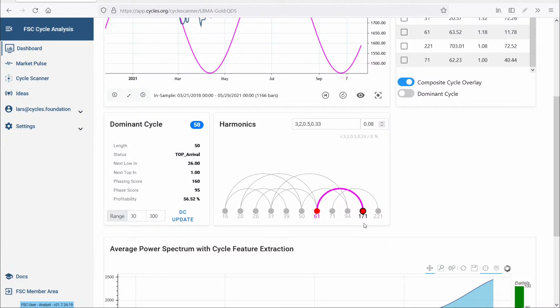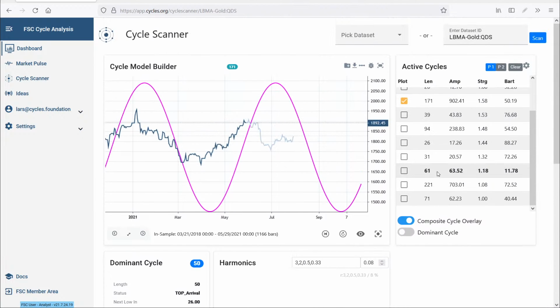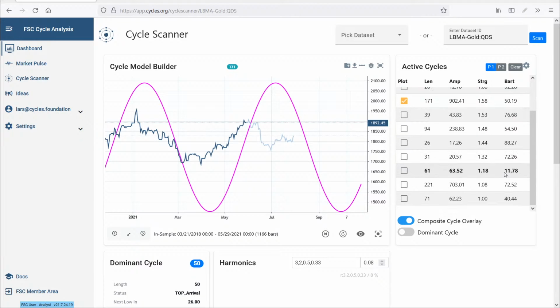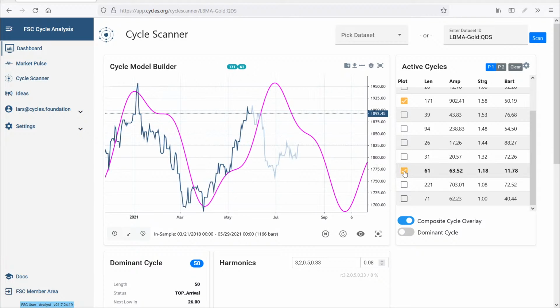Within this case and these selected basic harmonics, we see the length of 61, which appears to have a harmonic relation, at least with a factor of 1/3 in that case, with an allowed error rate of 8%. So if we add this cycle into the mix now, even though it has a low Bartels score, that's now allowed because we want the harmonic relations here.